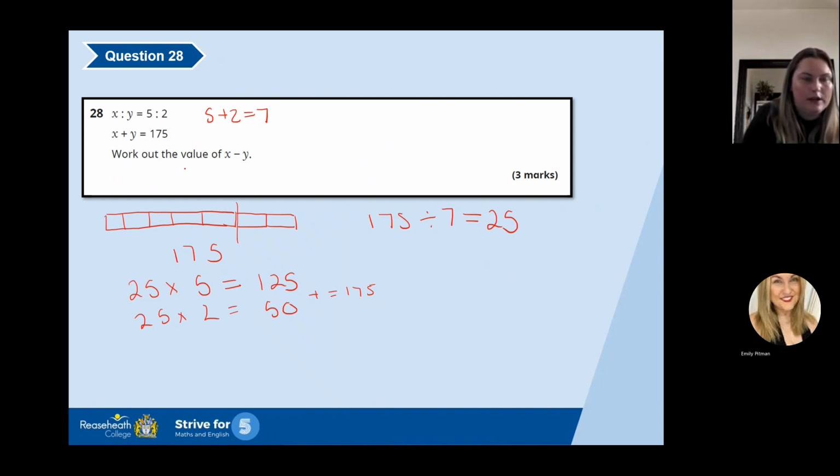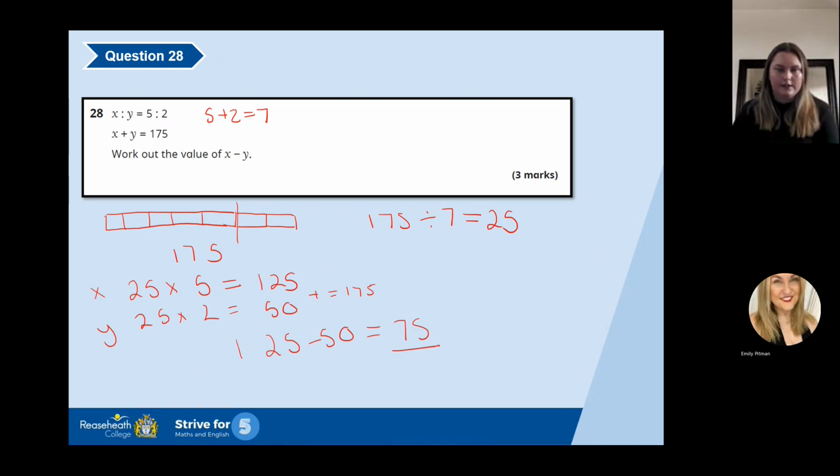But then what we want to do is work out the value of x minus y. So x is this one and y is this one. So 125 minus 50 equals 75, and that's the answer. So just remember to either draw your bar out or add both the numbers together to get the amount of parts, and then you times it by the number on each side to get your ratio, and then you'll have both of the numbers, and then you can just do the simple x minus y.